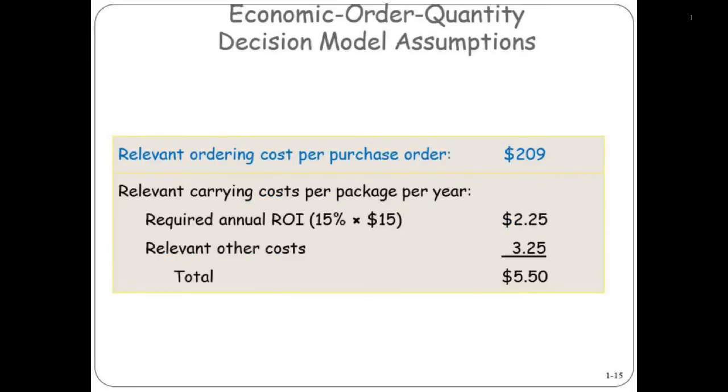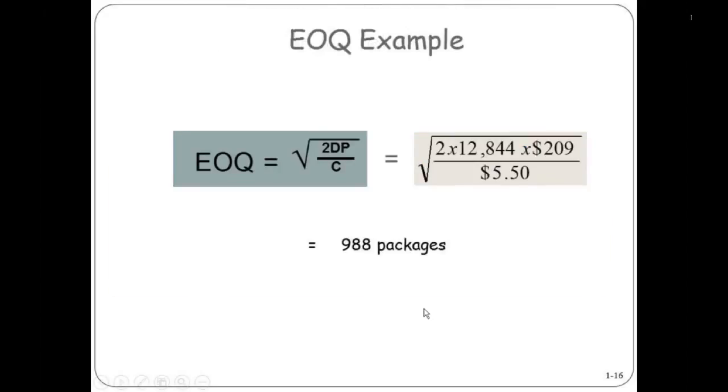Their carrying costs are 15% on each video that they have in inventory, which comes out to $2.25. And other carrying costs, the cost of space, etc., is $3.25, for a total of $5.50 carrying costs per video that's in inventory. So you do your math.